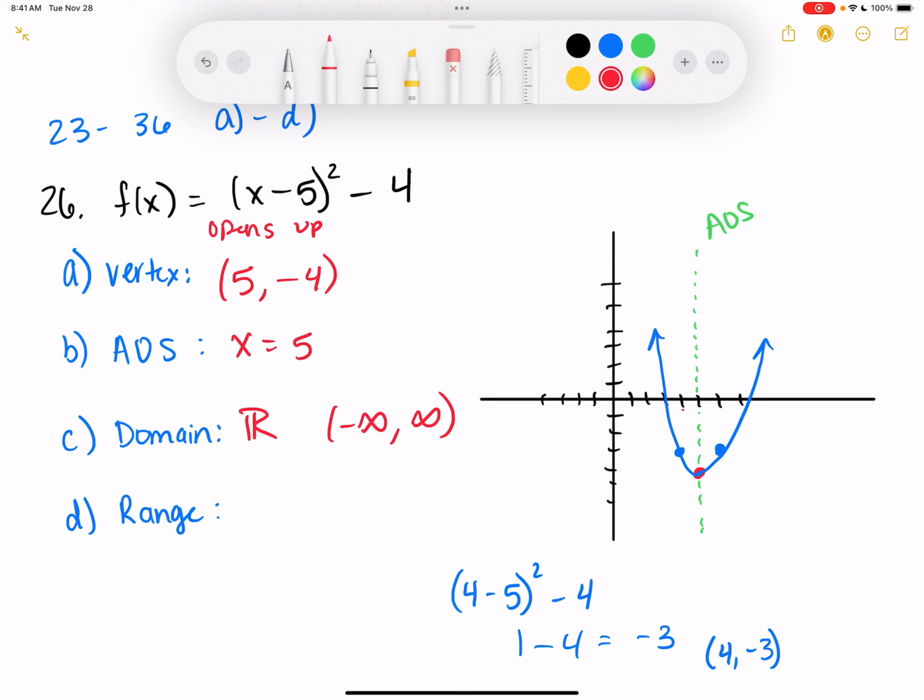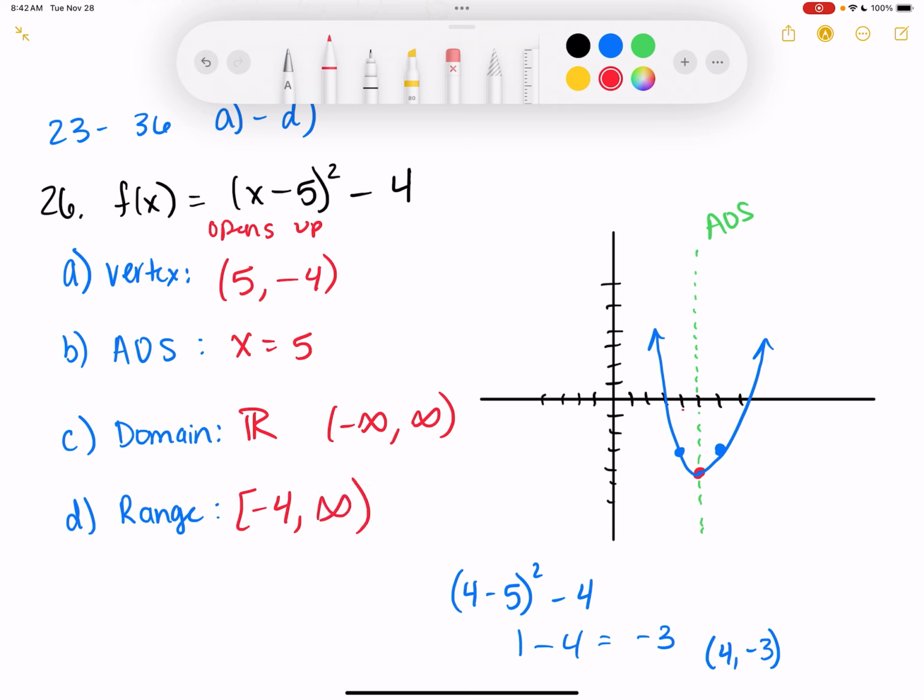Now the range values, I think what you were about to tell me. That's the y values that it takes on. The y values are always going to include your vertex. If it opens up, it goes to positive infinity. If it opens down, it goes to negative infinity. So in this case, it's from, well, you said 5, it's actually -4. But I knew where you were trying to go with it. -4, including, so it's a bracket, to infinity because it opens up.